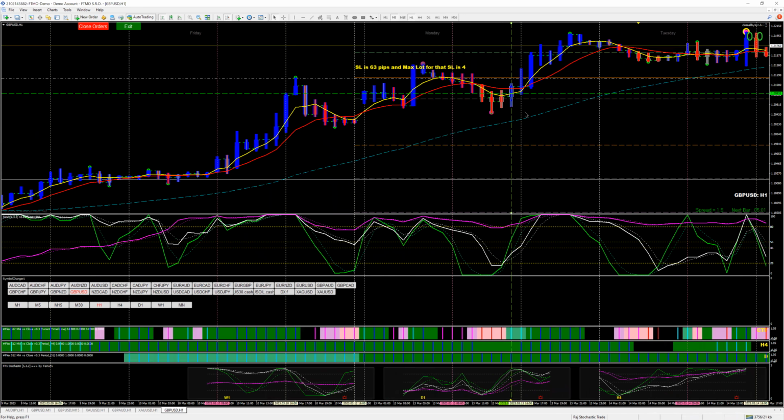Back to the H1. This stop loss is 39 pips. So 63 divided by 39 times 4. That's 6.5 lots. Okay, fine, 6.5 lots. And our exit is over here. That's 100 pips. So 6.5 times 1,000, that's $6,500. Not bad, right?